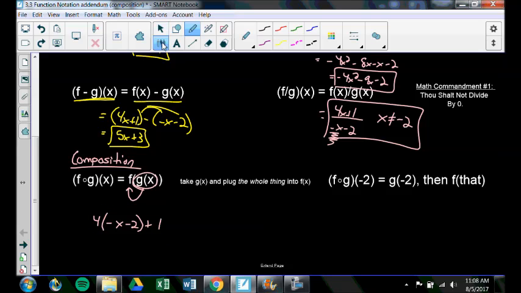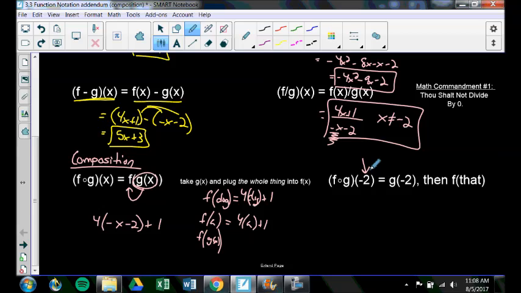I mean, think about all the times I've had us do f of dog, which became 4 dog plus 1, or f of a, which is 4a plus 1. Well, now we're doing f of g of x. We're taking g of x and plugging it into f. We can do that with variables, or we can do it with numbers.